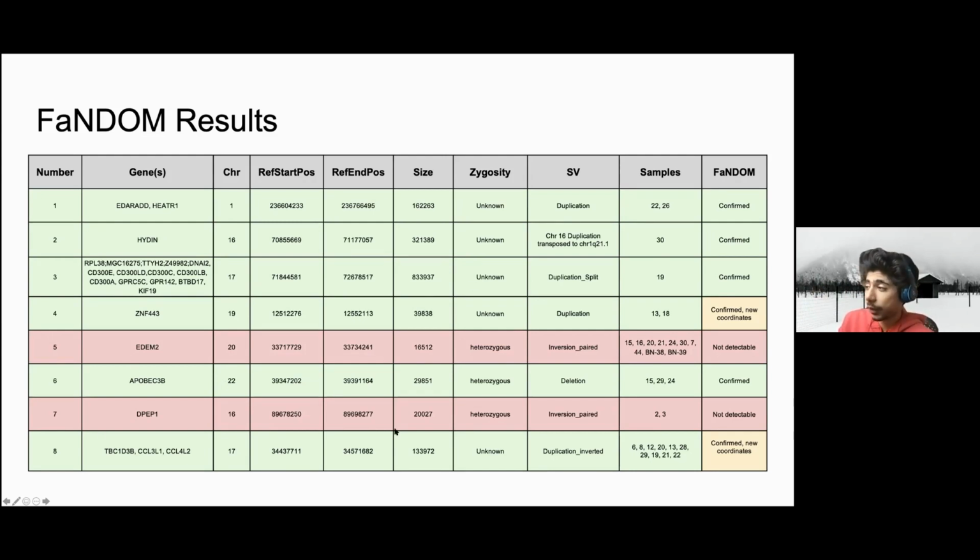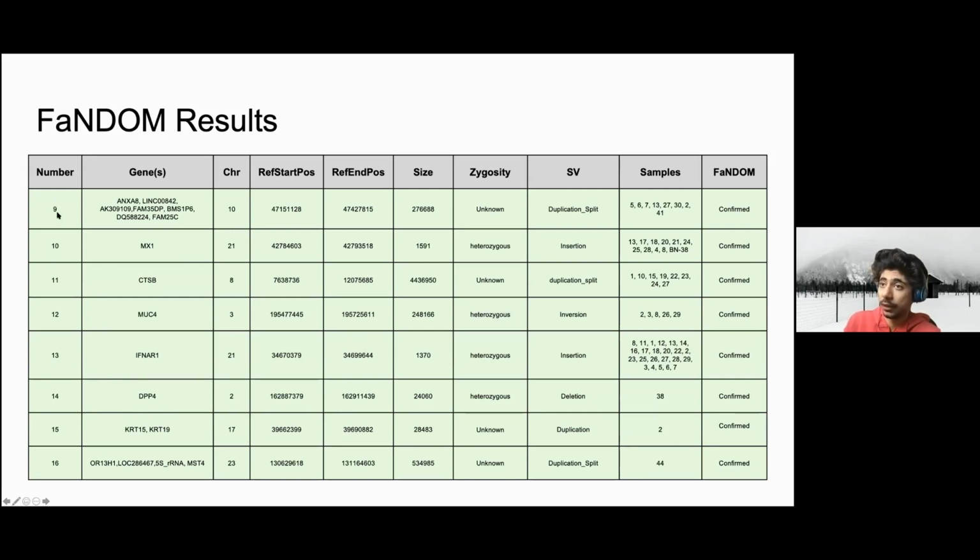There are only 2 of them that were not detectable by FaNDOM, because inversions or deletions of less than 30 kilobases were not detectable with FaNDOM. So more than 90% of the structural variations that were found by the Bionano pipeline are also confirmed and found by FaNDOM. Here is the table where all the green ones are detected by FaNDOM. And this is the continuation of that table. All these 16, except 2 of them, are detected by FaNDOM.